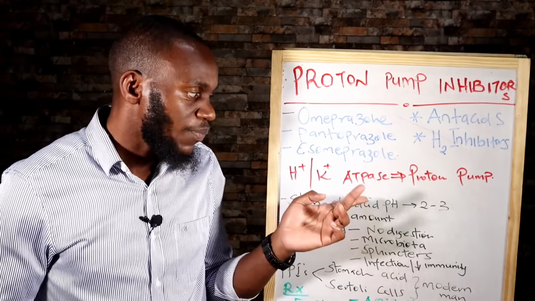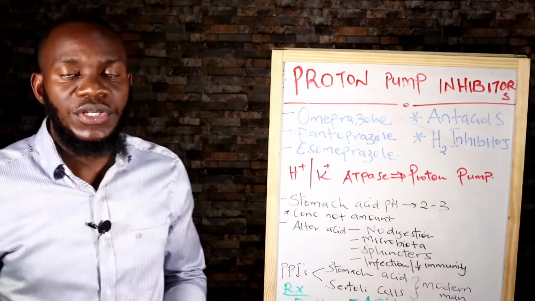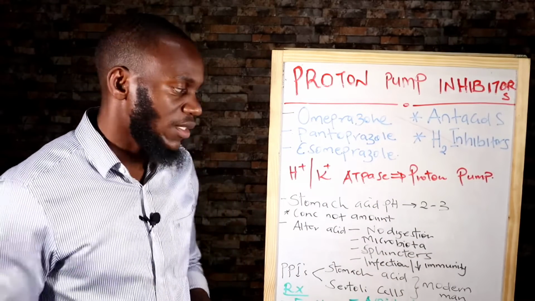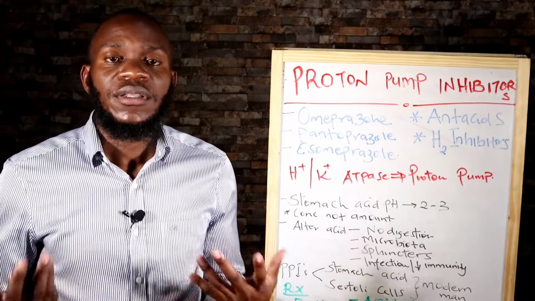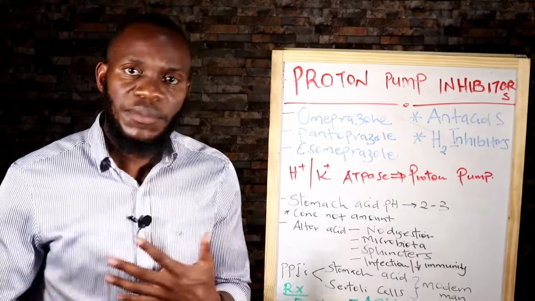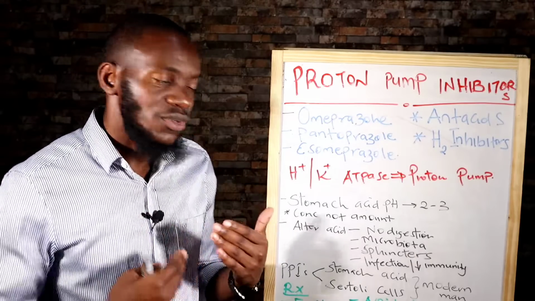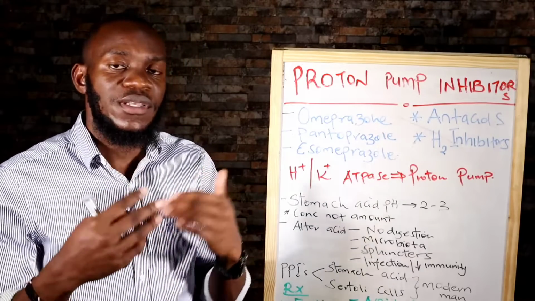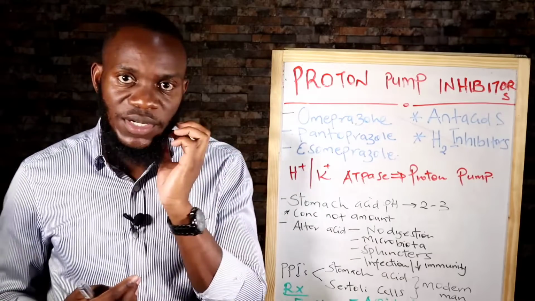So if you alter this environment, remember in the stomach there are bacteria that survive under this high concentration or low pH environment, which is highly acidic. So these bacteria, they are there naturally. They help us digest food, they help us digest fiber, and again they protect us from harmful bacteria. Why? Because they balance the ratio between the harmful and non-harmful bacteria.